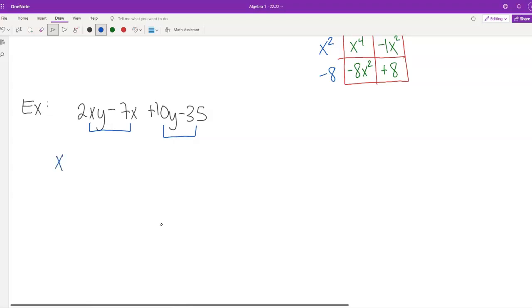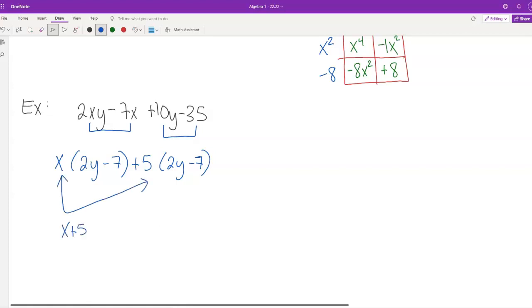So here we have x, we get 2y minus 7, and then here, what do they have in common? They have a +5, and when we factor that out, we get 2y minus 7, and from there, x plus 5 times 2y minus 7. All right, so hopefully, again, it's all the same stuff we've been doing. You've just got to think through your list: GCF, special cases, the Xbox method, or grouping.